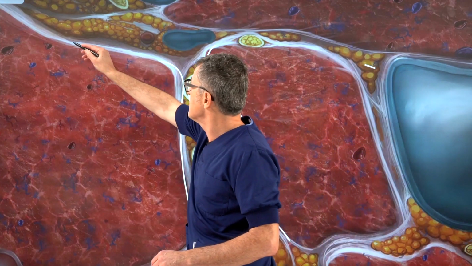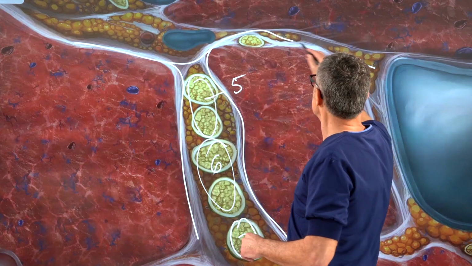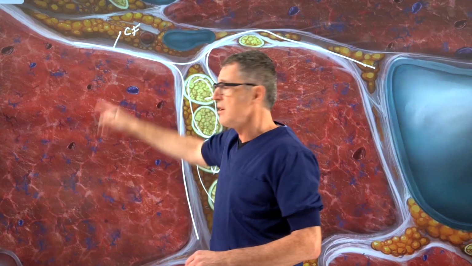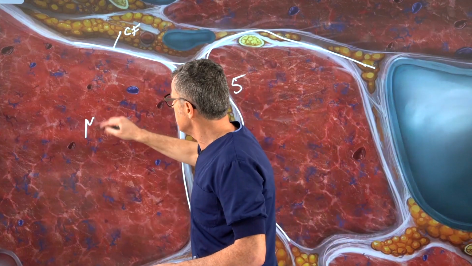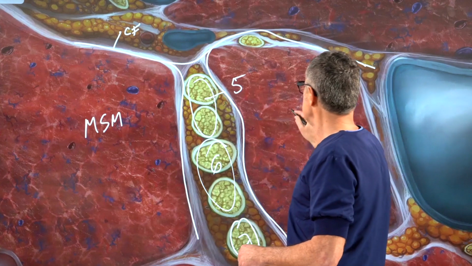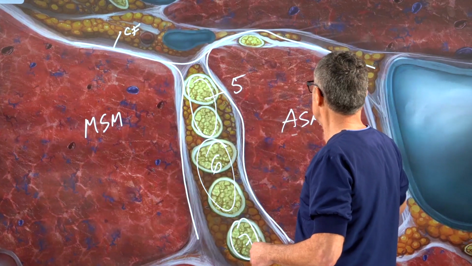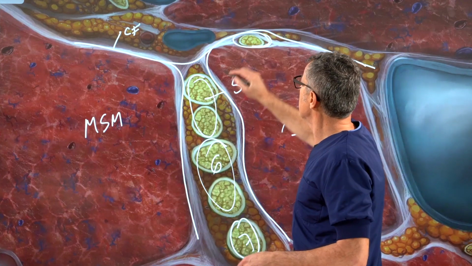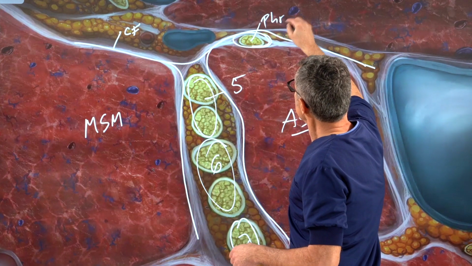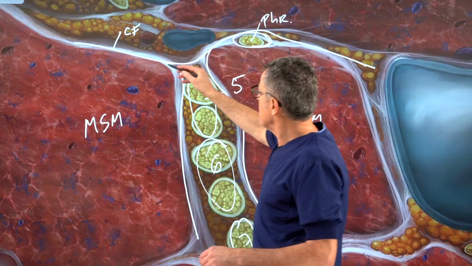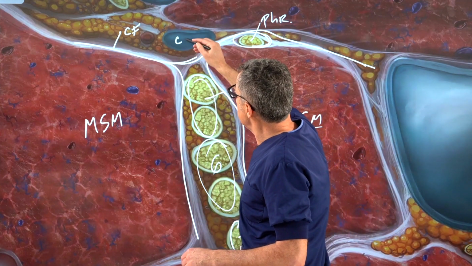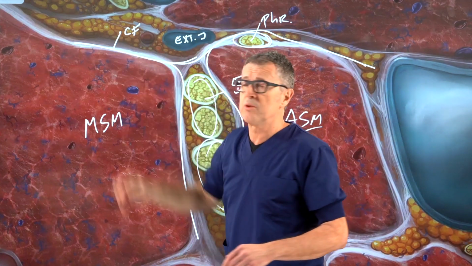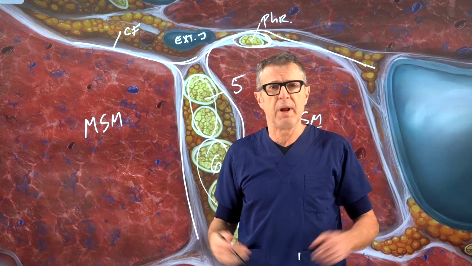On top of these two structures, we have cervical fascia. So that's a cervical fascia. And underneath the cervical fascia, we have the middle scalene muscle. And here we have anterior scalene muscle. On the top of the anterior scalene muscle, here we have the phrenic nerve. And on top of the cervical fascia, this is the external jugular vein and elements of the superficial cervical plexus.